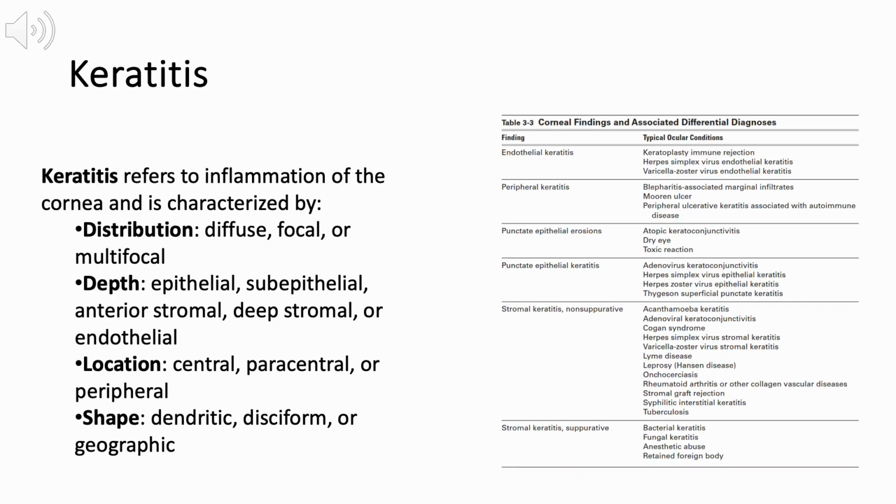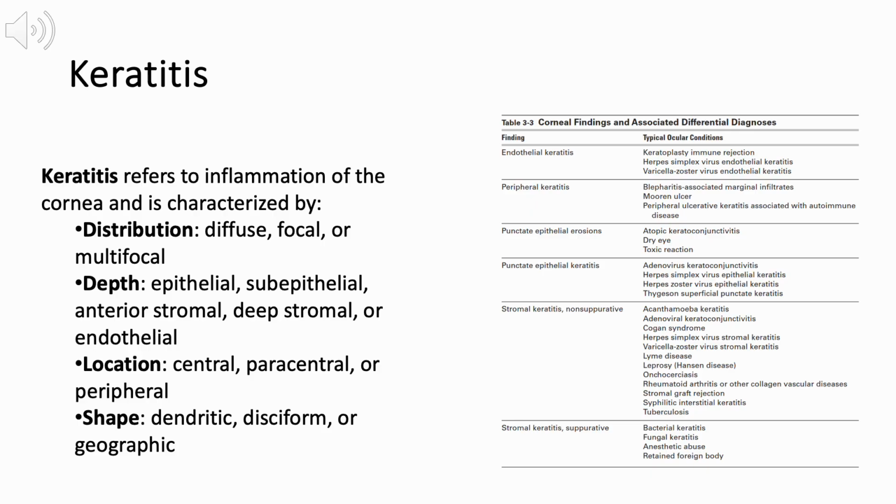This slide introduces keratitis, which is inflammation of the cornea. Keratitis is defined by several clinical descriptors. For instance, distribution. It can present in a diffuse pattern, localized or focal, or with multiple foci, or multifocal. Depth. Inflammation may affect various layers, including the epithelial, subepithelial, anterior stromal, deep stromal, or endothelial layers. Location. Lesions may occur centrally, paracentrally, or peripherally. Shape. Common morphological patterns include dendritic, disciform, and geographic configurations.